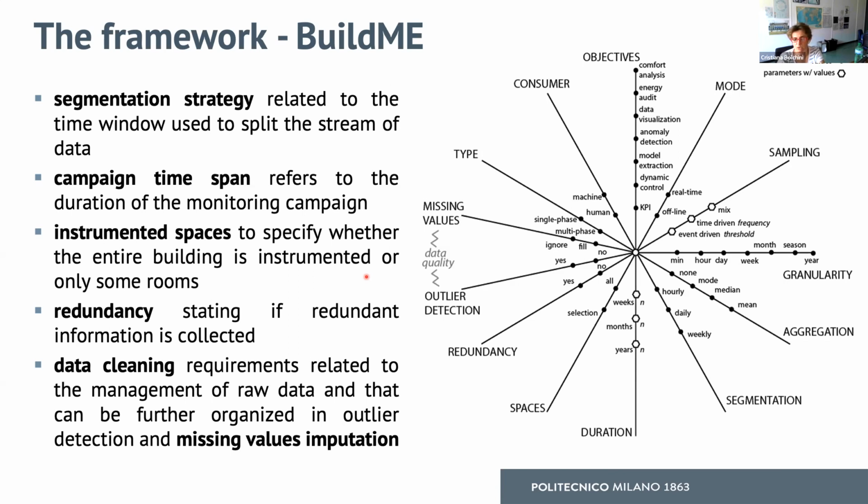If there are some resets or something, we might have some missing elements. How should we fill these missing elements? There are so many things that we can choose, and this framework actually should lead the designer of the collection campaign, of the monitoring campaign, into taking choices that make sense, are replicable in different scenarios, and actually optimize also the amount and the quality of the data that we are gathering.